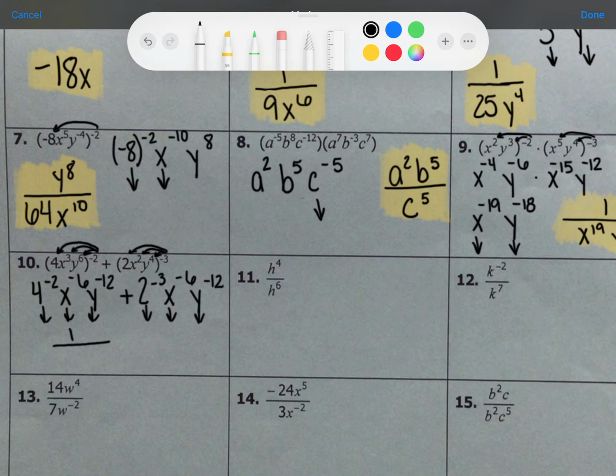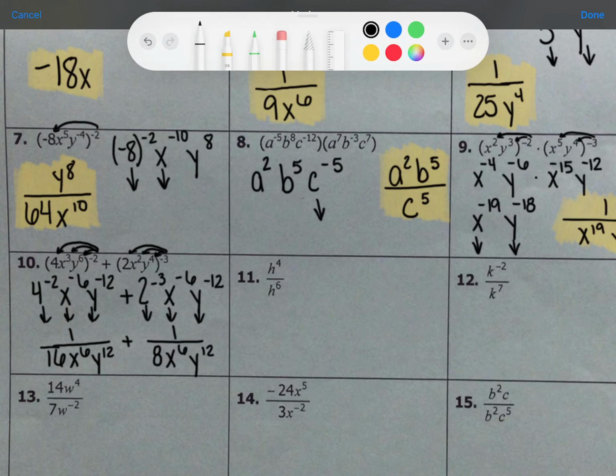It's my fraction bar. 4 squared is 16. X becomes positive 6, y becomes positive 12. Plus 2 to the 3rd power. What's 2 times 2 times 2? 8. So I have my fraction bar. Everything's moving to the bottom. So I put my 1 on the top. 2 cubed is 8. This is x to the 6th, y to the 12th. Now, what do you notice about both terms? They match, absolutely.